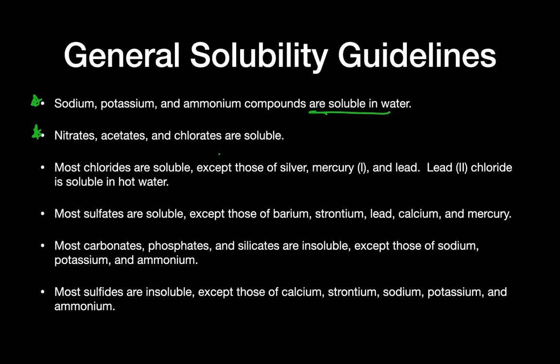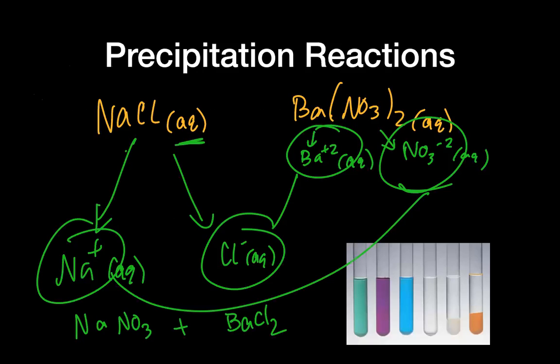And number 2 addresses 3 anions, which make a compound soluble in water. That's nitrates, acetates, and chlorates. So if I go back to my previous example, my first possible combination of sodium nitrate, you can apply rule number 1 and rule number 2 to this compound because it has sodium, which makes it soluble, and it has nitrate, which makes it soluble. So absolutely, that's not going to precipitate because it is soluble in water. It's going to stay as ions.